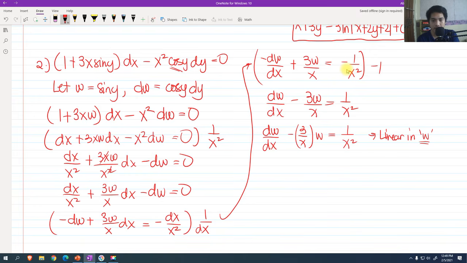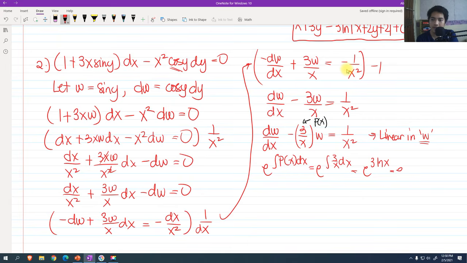So now, if we get the integrating factor, e raised to the integral of p of x dx. Our p of x is 3 all over x, so that is our p of x. So getting the integrating factor, we have e raised to the integral of 3 all over x dx, and that is e raised to 3 ln of x.